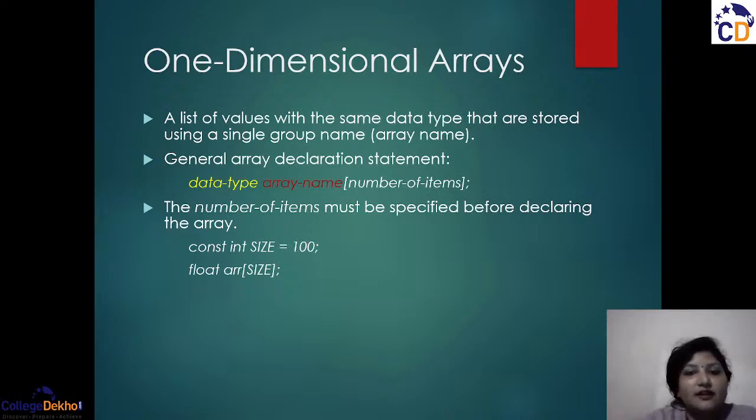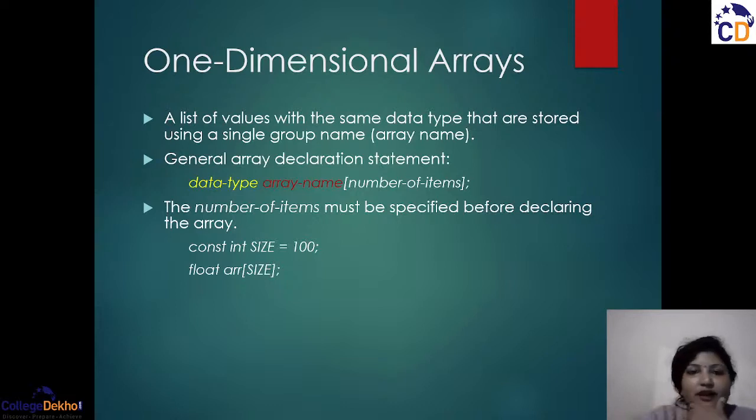Now the array declaration statement. What is the syntax? How to define it? You need to define the data type. It could be integer, it could be string, it could be character, it could be float. Whatever you want to define as an array. So define the data type, space, then give the array name. Don't give irrelevant names like A, B, C, D. Give a relevant name to the array and then the number of items in the array, right?